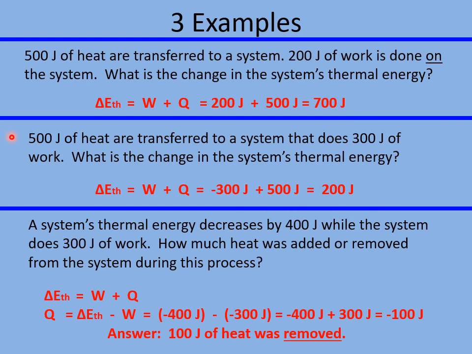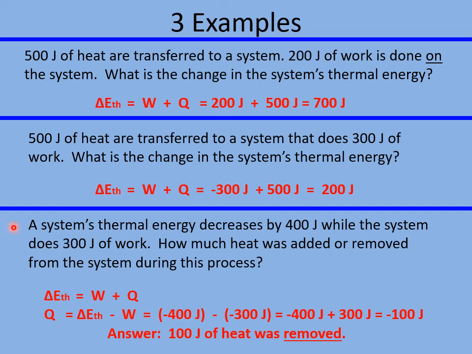Now, let's look at number 2. 500 joules of heat are again transferred to a system that does 300 joules of work. What is the change in the system's thermal energy? Again, let's start by writing the first law. Delta E thermal equals work done on the system plus heat added to the system. In this case, the system is doing the work on its surroundings, so the work is negative 300 joules. The heat, though, is added to the system, so the 500 joules here is positive. We have minus 300 plus 500, which is, of course, 200 joules total thermal energy increase of the system.